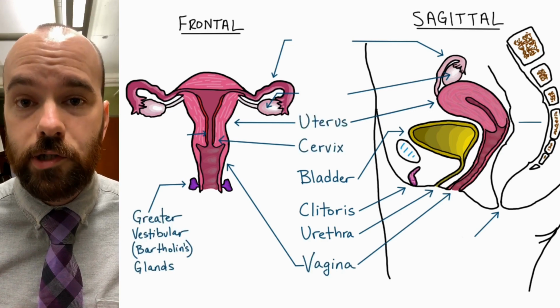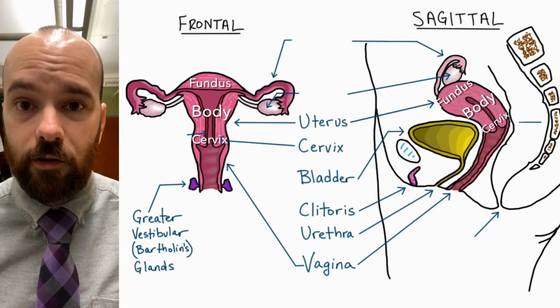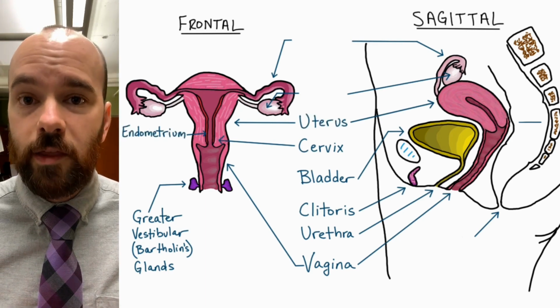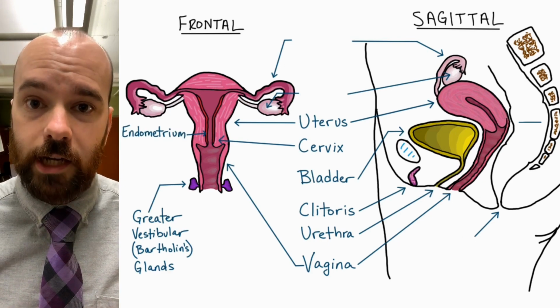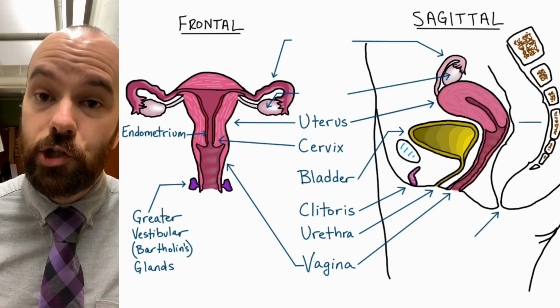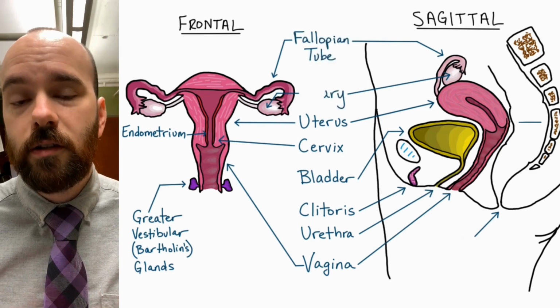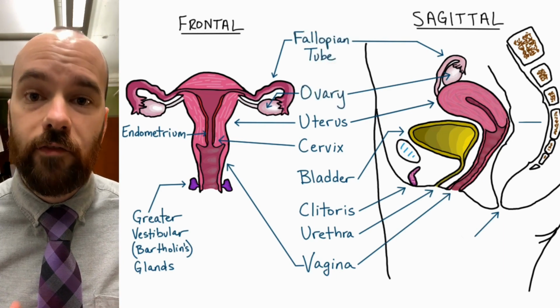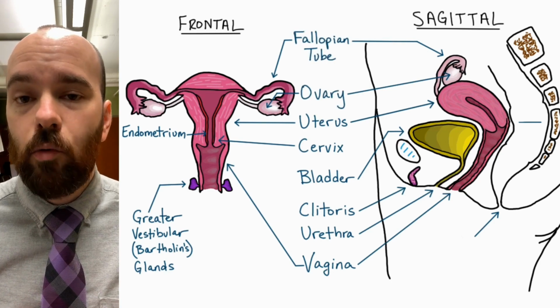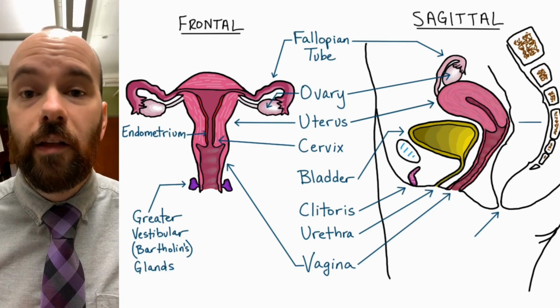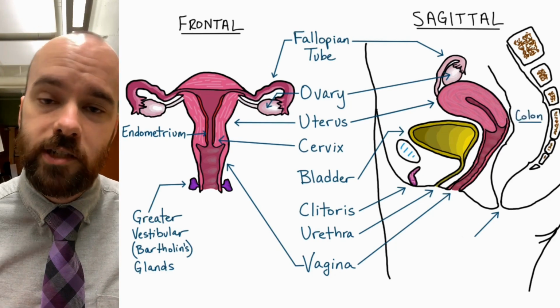Here we have the uterus, which includes the fundus, the body, and the cervix. We have the inner lining of the uterus called the endometrium. That's going to be the part that develops during the menstrual cycle and then is menstruated or shed during menstruation. We have the fallopian tubes, which connect the uterus to the ovaries. The ovaries are the site of oogenesis and ovulation, where an egg gets released, where it has the chance to be fertilized by a sperm cell. Finally, in the posterior part of the diagram, we have the colon as well as the anus.